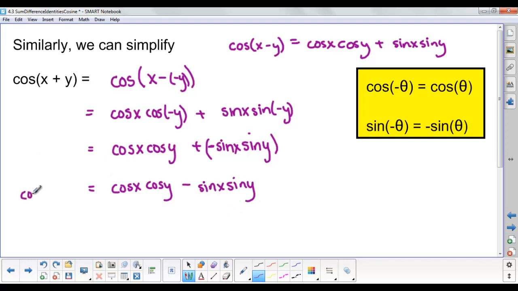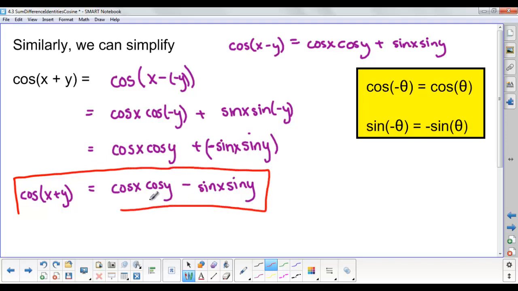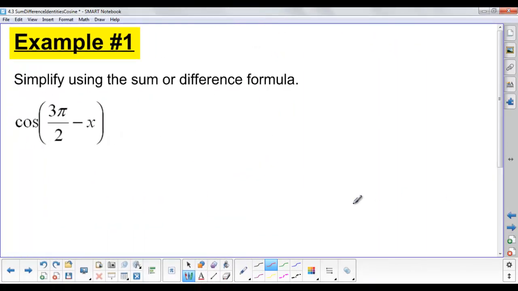So our sum identity for cosine is cos the first angle times cos the second angle minus sine the first angle times sine the second angle. Alright, so we have our two identities here, the sum identity and the difference identity, which is at the top of the screen there. So let's go ahead and use those in some examples.